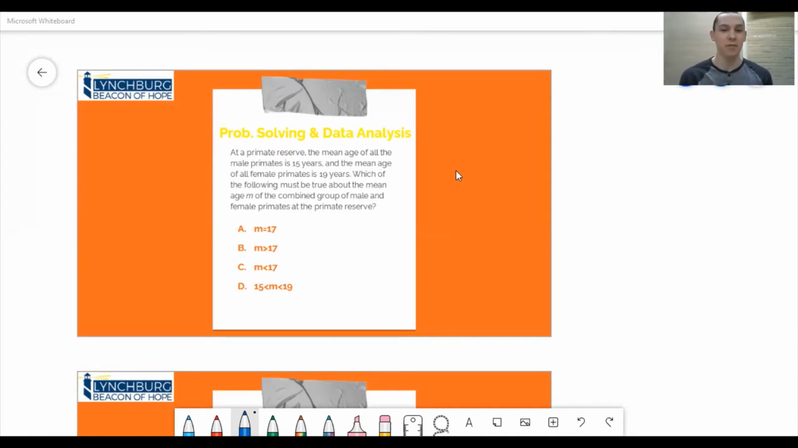It says, at a primate reserve, the mean age of all male primates is 15 years, and the mean age of all female primates is 19 years. Which of the following must be true about the mean age M of the combined groups of male and female primates at the primate reserve? A, M equals 17. B, M is greater than 17. C, M is less than 17, and D, 15 is less than M, which is less than 19.